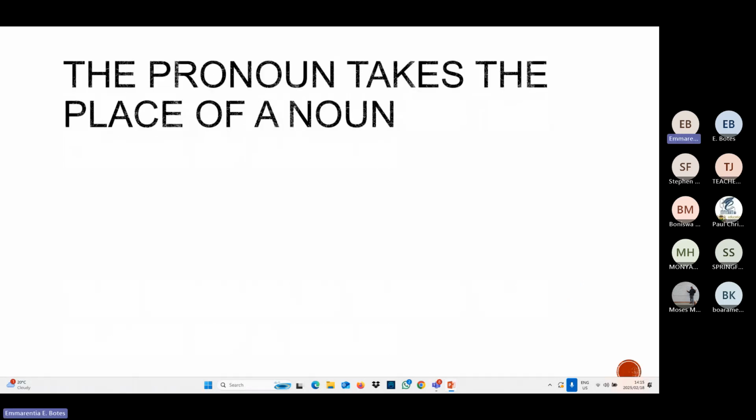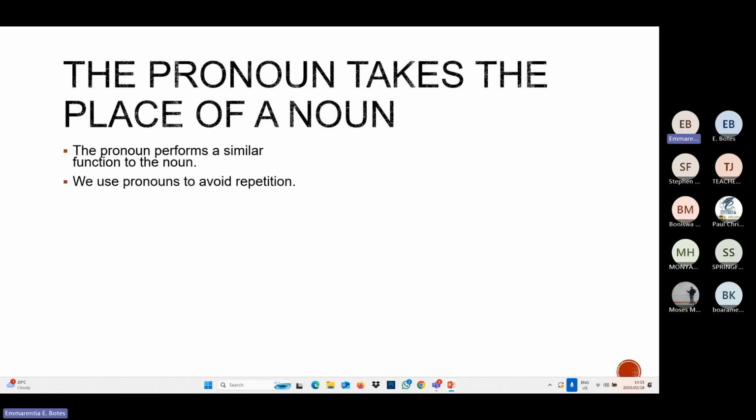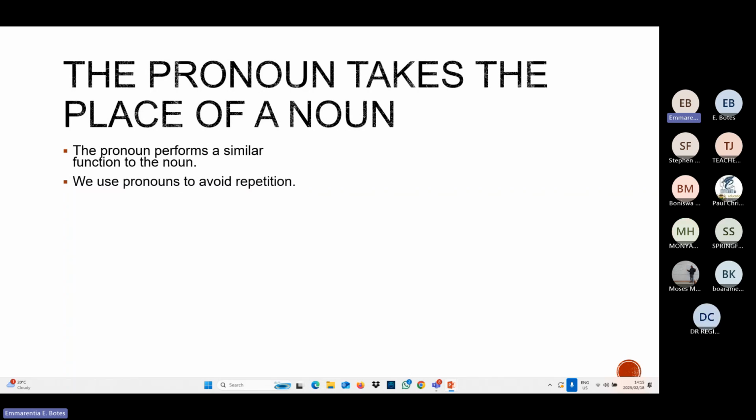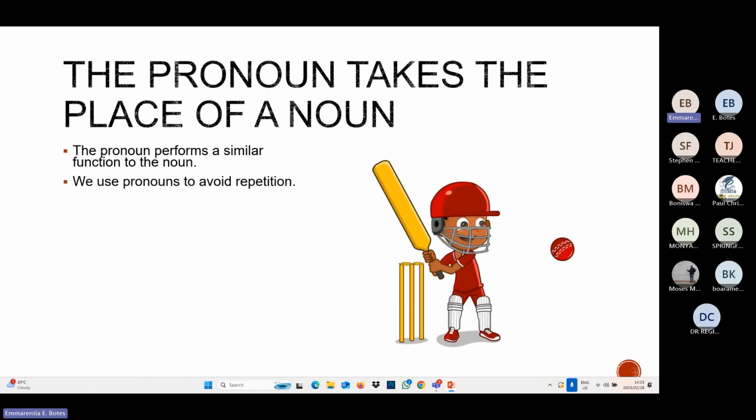Now the first thing I want to do is go back and see again what is a pronoun. The pronoun takes the place of a noun. The pronoun performs a similar function to the noun. We use pronouns to avoid repetition. We don't want to repeat ourselves the whole time.